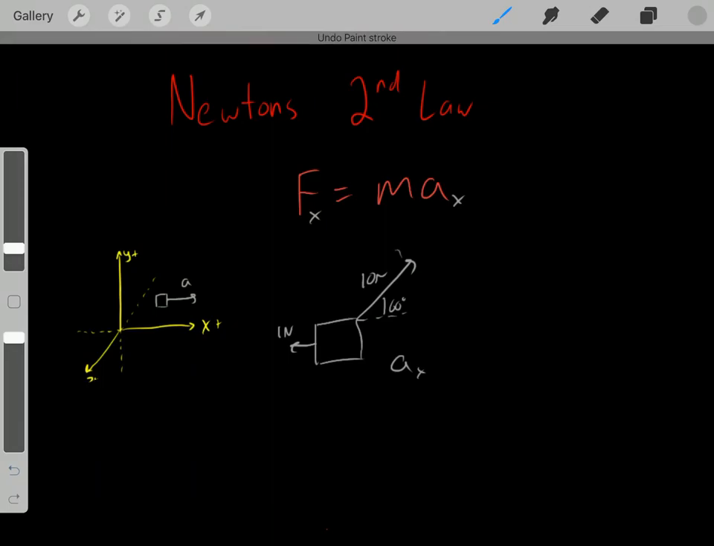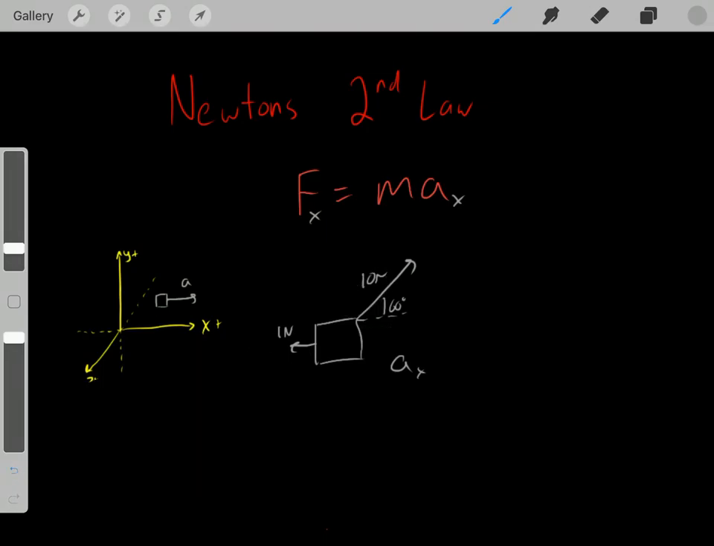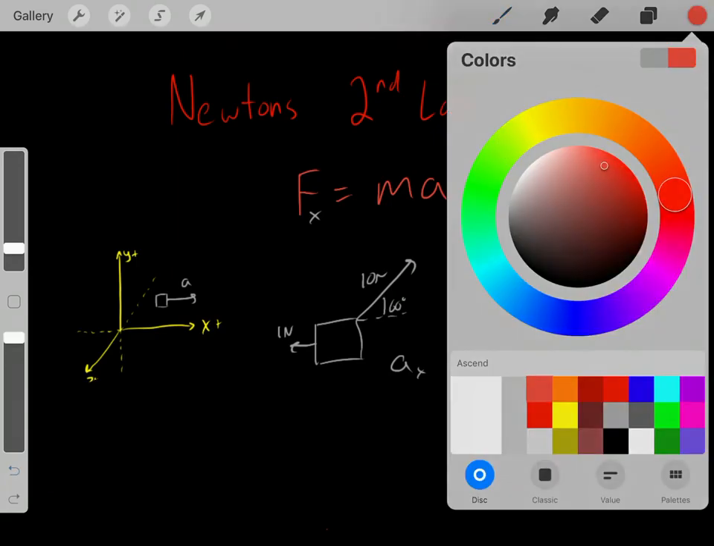We don't just use this force because it has a component in the x direction, or we don't just use this force. We need to find the net forces. It's those net forces that lead to an acceleration. So this side of the equation, this force side, is really the net forces. We need to find the net forces that this object feels.